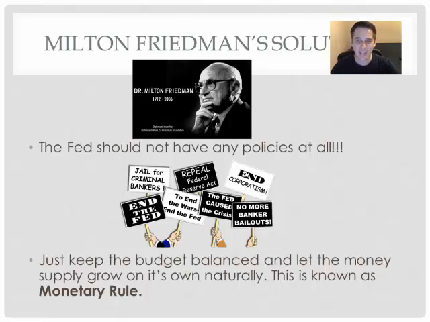The other thing he thinks is that the government should just keep the budget balanced. In fact, don't even have a Fed. Throw out the Federal Reserve Act, and the government should just keep the budget balanced. Make sure what they're spending matches what they're earning, and just let it be. Let the money supply grow on its own naturally, like through the banks, like we talked about before. This is known as monetary rule. Let the money supply grow on its own. Stop trying to help it. That's what monetarists believe.